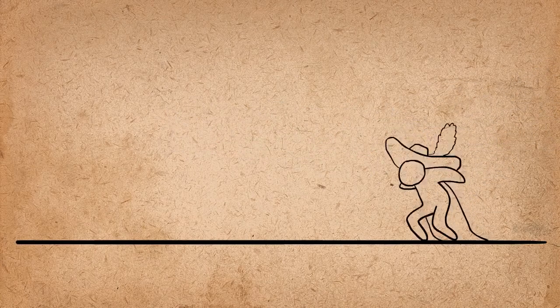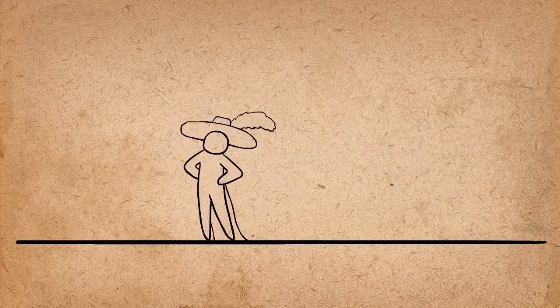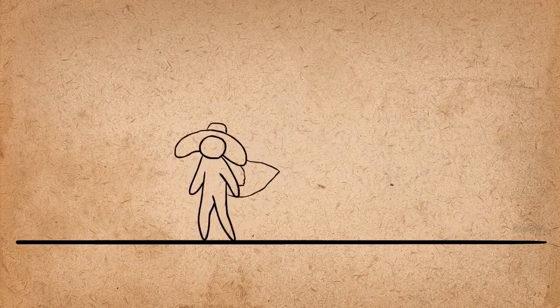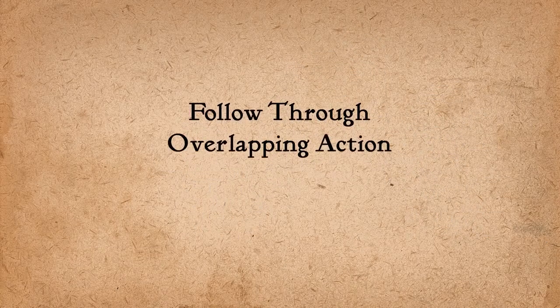Follow through and overlapping action. This is the technique of having body parts and appendages drag behind the rest of the body and continue to move when the body stops. Follow through and overlapping action are often associated with another technique called drag. These names all describe the same thing but in different ways.